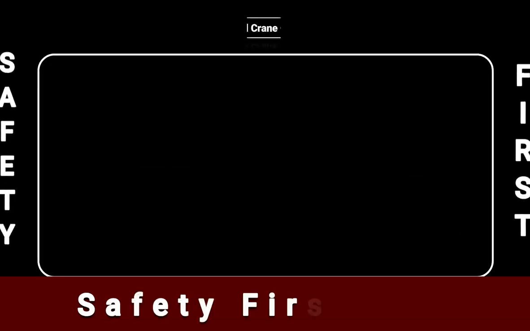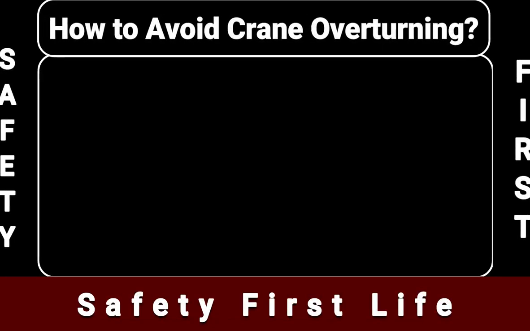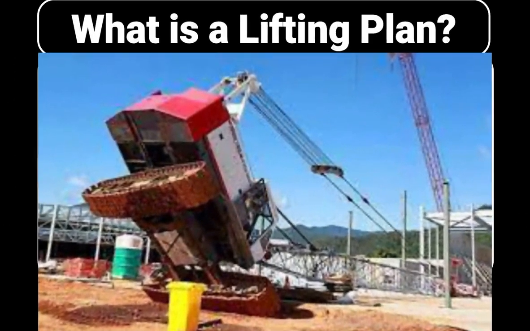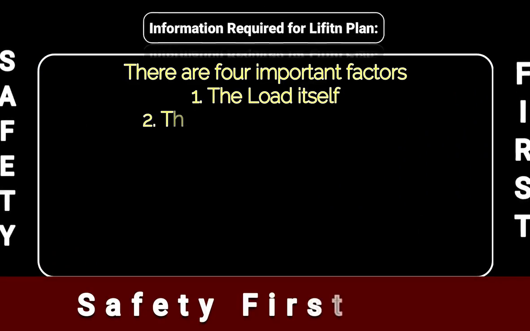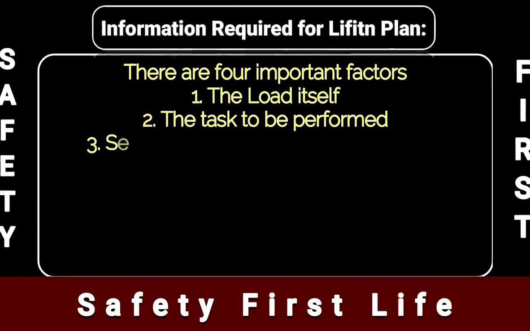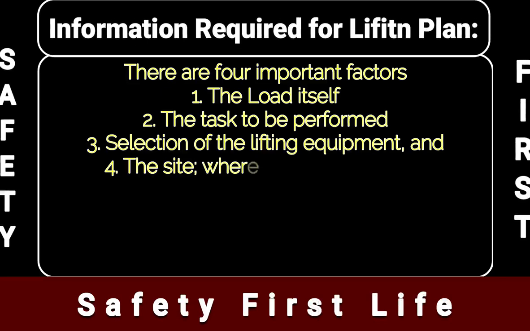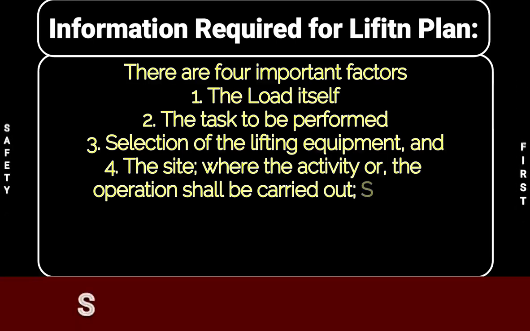Dear friends and fellows, let us look now at what information must be part of a suitable, sufficient, and workable lifting plan, how we can conduct a safe lifting operation on site, and how we can avoid crane overturning or falling of the load. There are four important factors. Number one, the load itself. Number two, the task to be performed. Number three, selection of the lifting equipment. And number four, the site where the activity or the operation will be carried out.